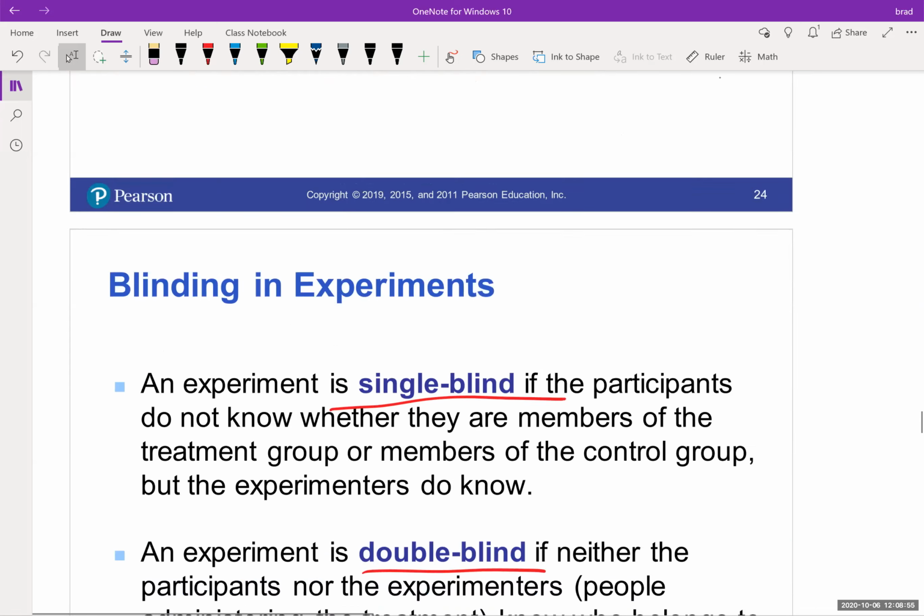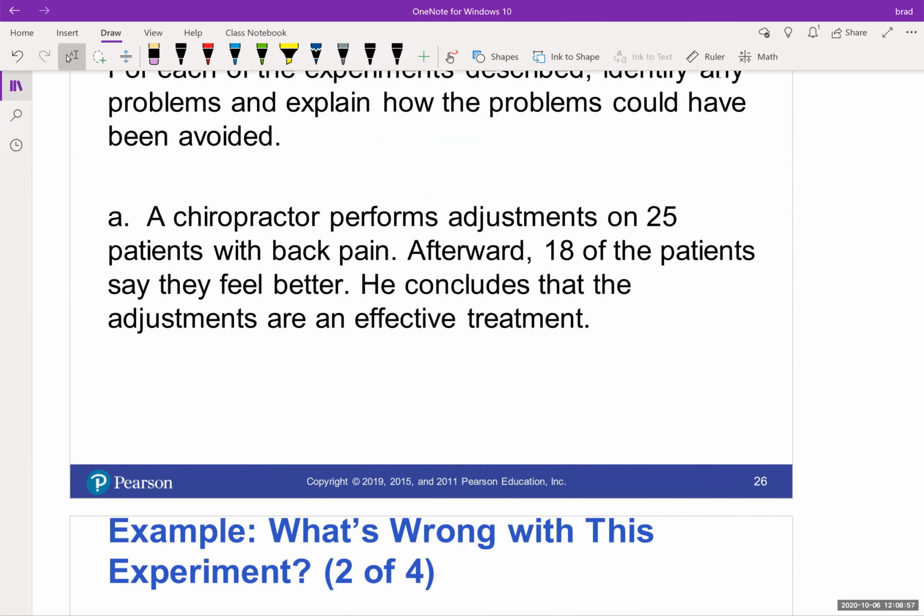Okay, so let's talk about this one. A chiropractor performs an adjustment on 25 patients with back pain. Afterward, 18 of the patients say they feel better. He concludes that the adjustments are an effective treatment. Okay, so let's talk about that real quick.